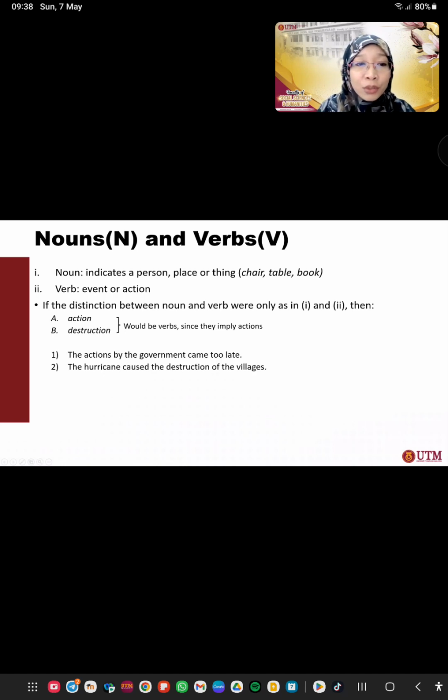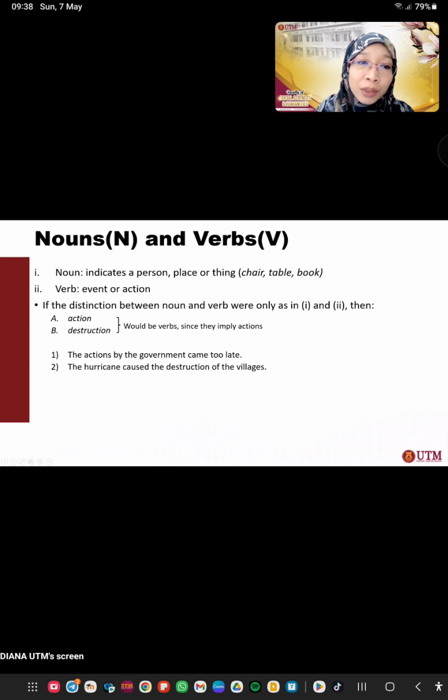But if you look at these 2 examples: the actions by the government came too late, or the hurricane caused the destruction of the villages. So you have actions and destruction. Here we said verb. This is the semantic definition of verb. And we said a verb indicates an event or action. But if the words action and destruction are verbs, then they don't fit in these 2 sentences, right? Because again, what are the 2 things that we have to look at?